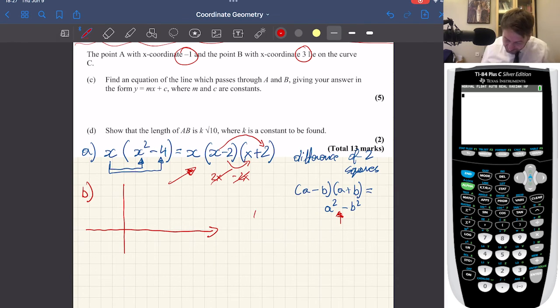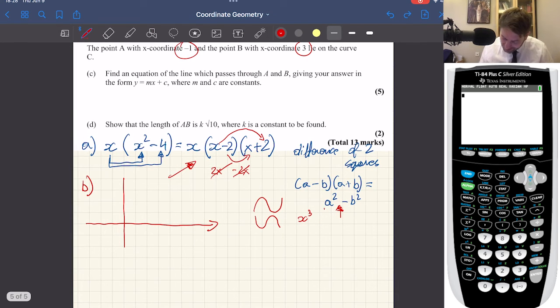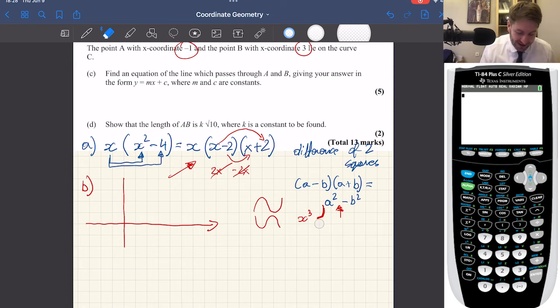They will either look like this, or they will look like this. And if it's just x cubed, it will look like that. Well, ish. Kind of like that. This is a point of inflection. My drawing is terrible.